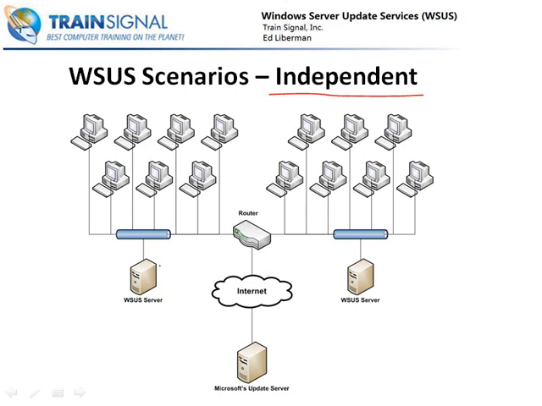We have one WSUS server here who is serving this network, and one WSUS server here which is serving this network. And they are completely independent of one another. In other words, each one of these two servers are going to go ahead and communicate directly with Microsoft's Update Server. Okay, and they're going to be completely independent of one another. There's going to be no replication or synchronization of any kind.